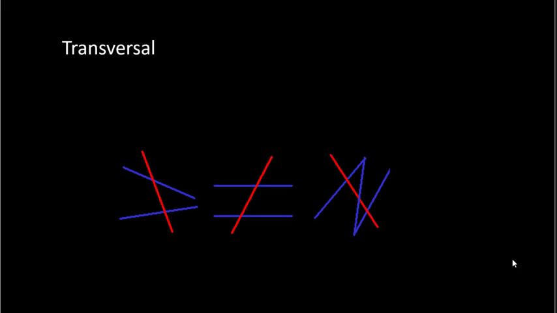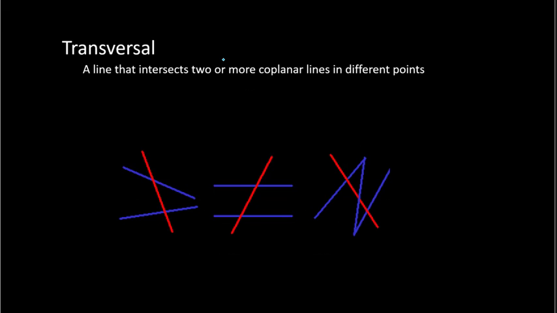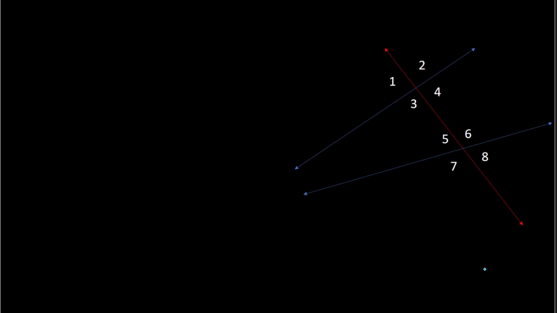So now we're going to combine those two different ideas of parallel and intersecting lines. Here we have what is called a transversal. A transversal is a line that intersects two or more coplanar lines in different points. So see this red line for each of these pictures? Those red lines are what are called transversals because they're crossing over two other lines. Okay? So that now leads us to this next picture over here, where we have two lines and a transversal, this red line, cutting through.